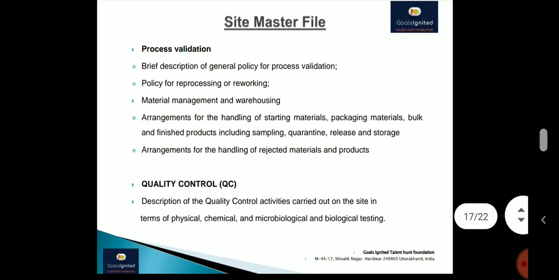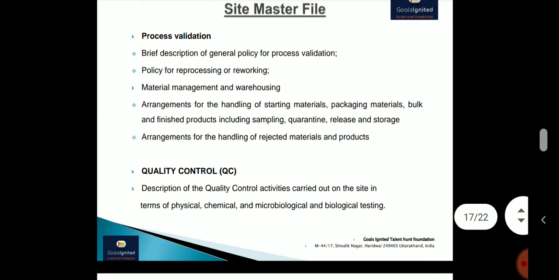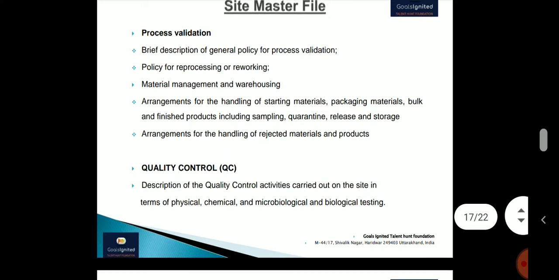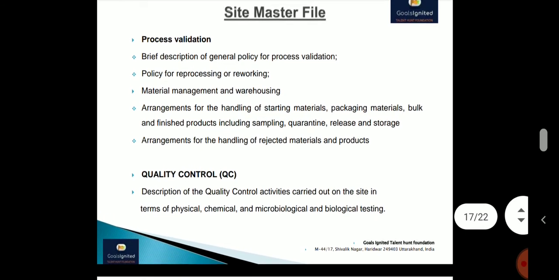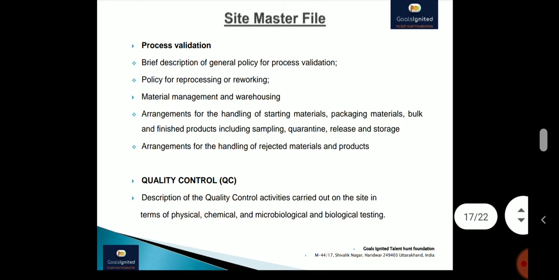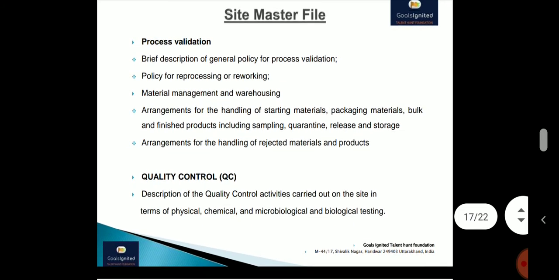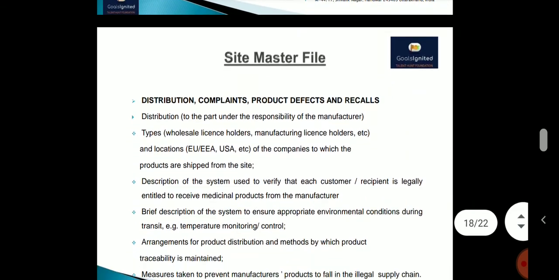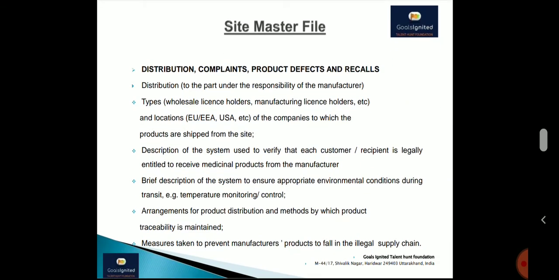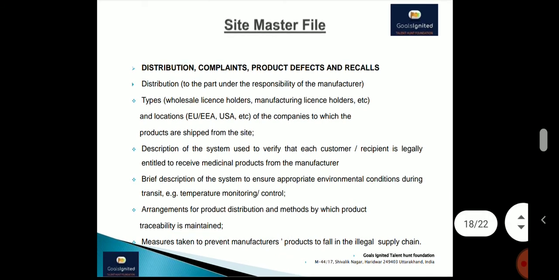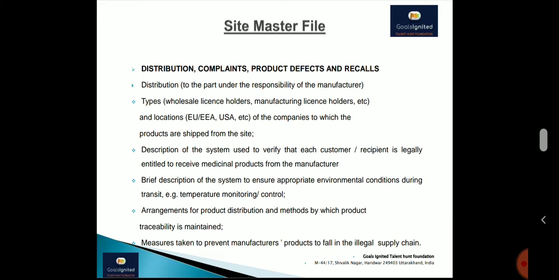Then we come to the process validation. What is the basic approach for the process validation? You need to mention the policy about reprocessing and reworking, materials management, and warehousing and everything. Then the quality control, a brief description about the QC you need to mention. Then distribution, complaints and product recalls. Every procedure you have as part of the SOPs, you need to select the main contents of these SOPs and put them in the site master file.